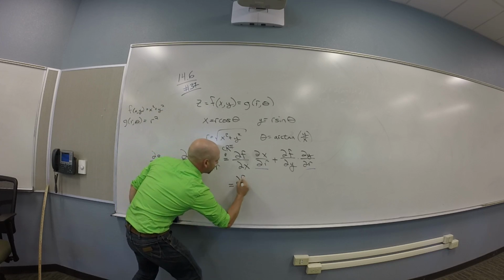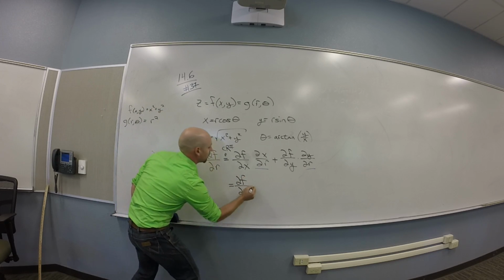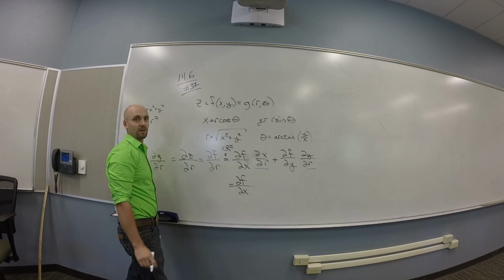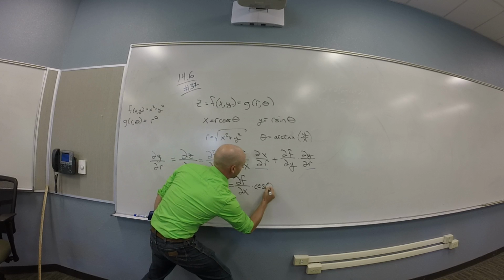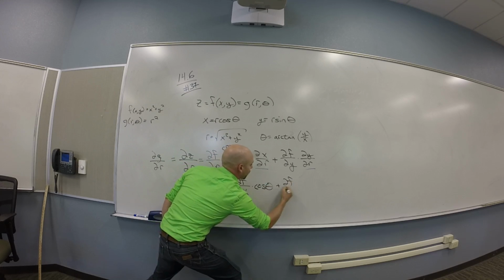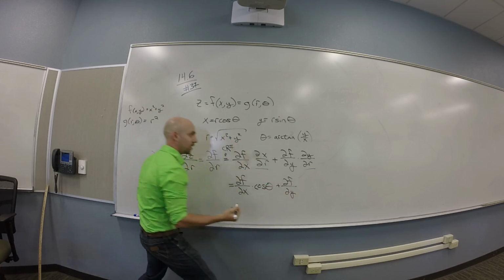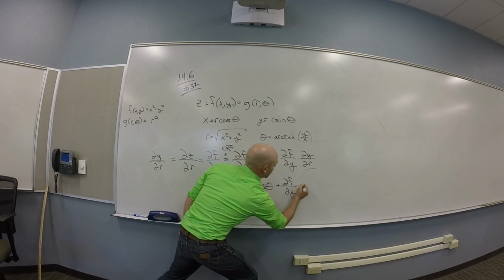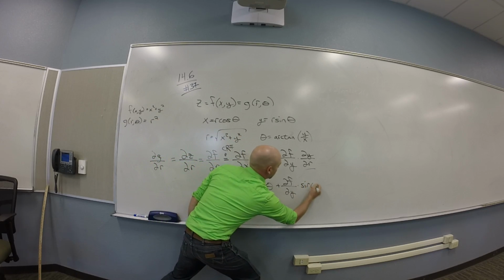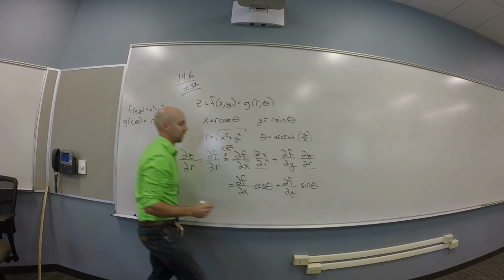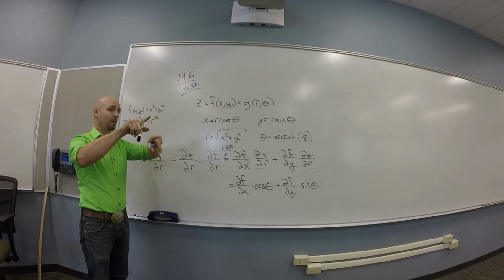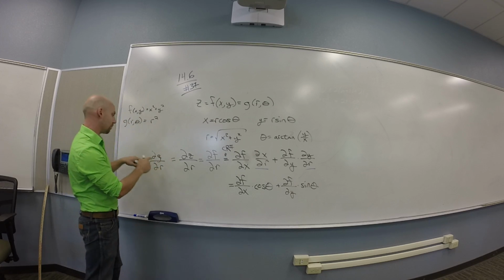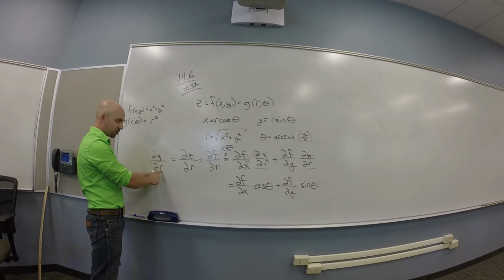So we're going to get the partial of f with respect to x times cosine theta, plus the partial of f with respect to y times sine theta. And you just leave those as theta, you wouldn't put in the arctan of y over x. I would leave those because I am trying to calculate a partial with respect to r. You guys see that? Yep.